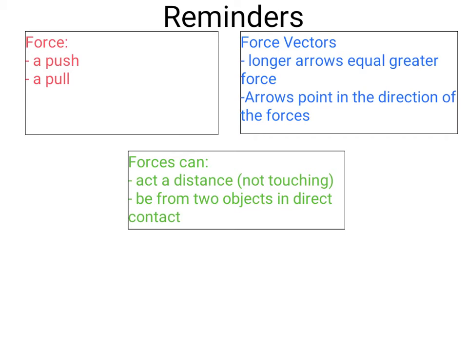So just some reminders, a force, remember, is a push or a pull on an object. Force vectors are talking about those arrows that we see, so a synonym for a vector would be an arrow. And remember, longer arrows equal a greater force, and they point in the direction that the force is either pushing or pulling. And then finally, remember that forces can act at a distance, meaning they're not touching each other, or they can be from two objects in direct contact.